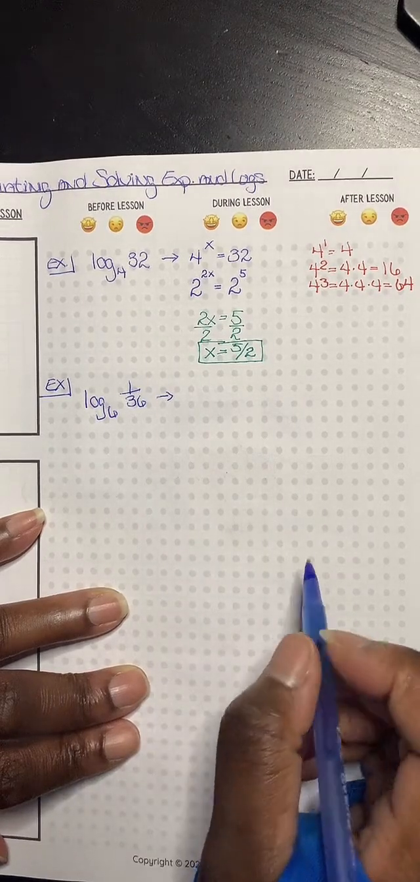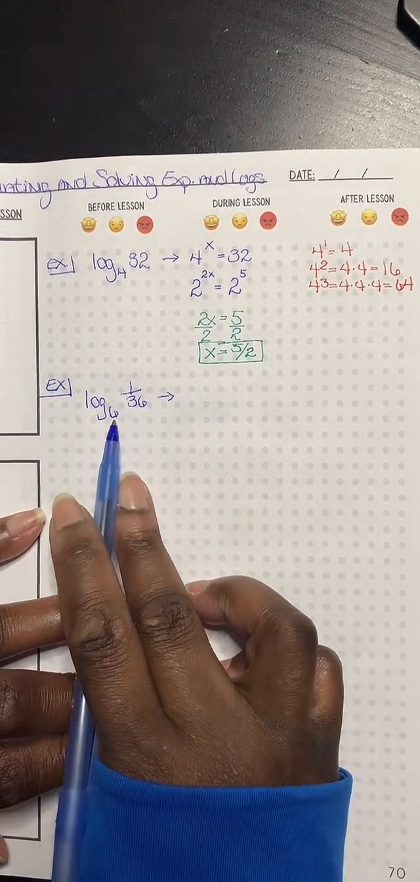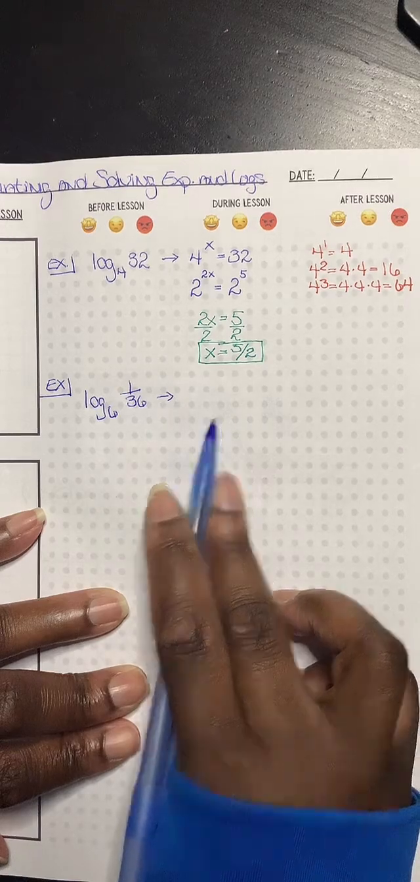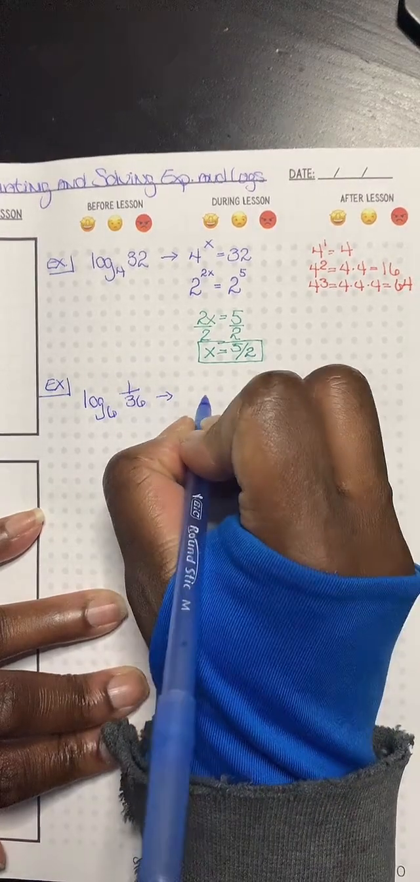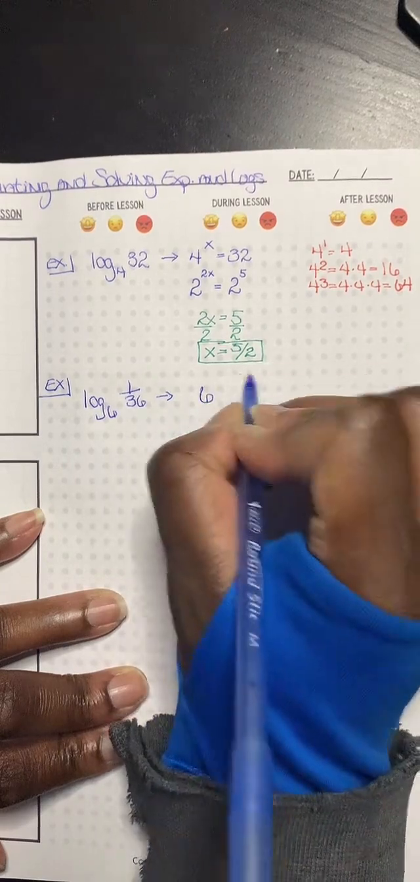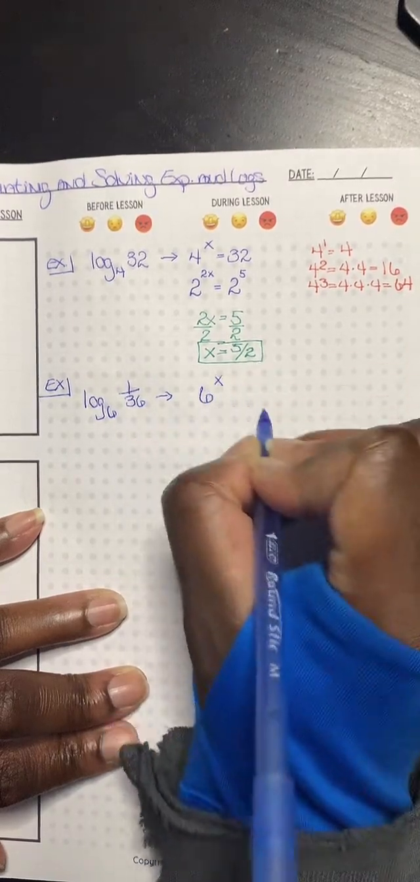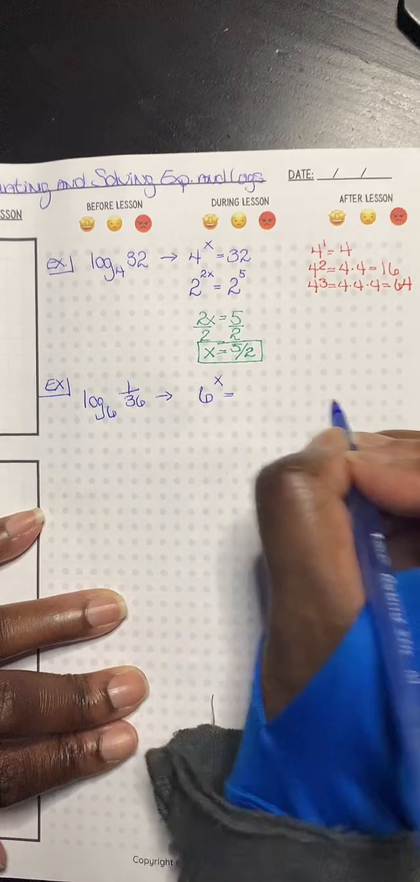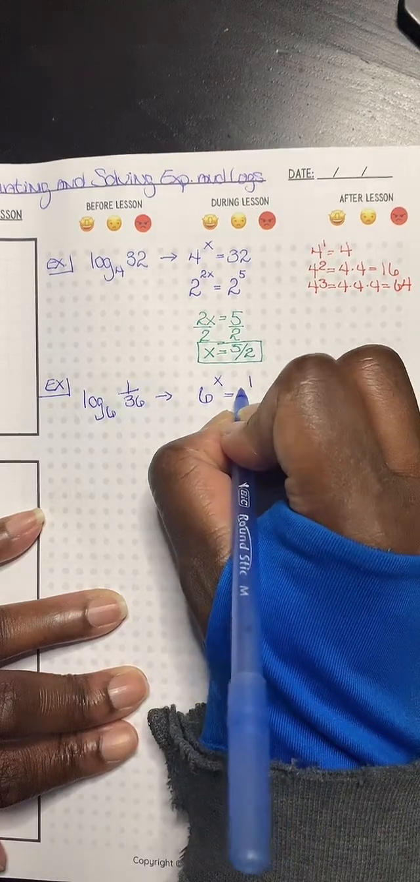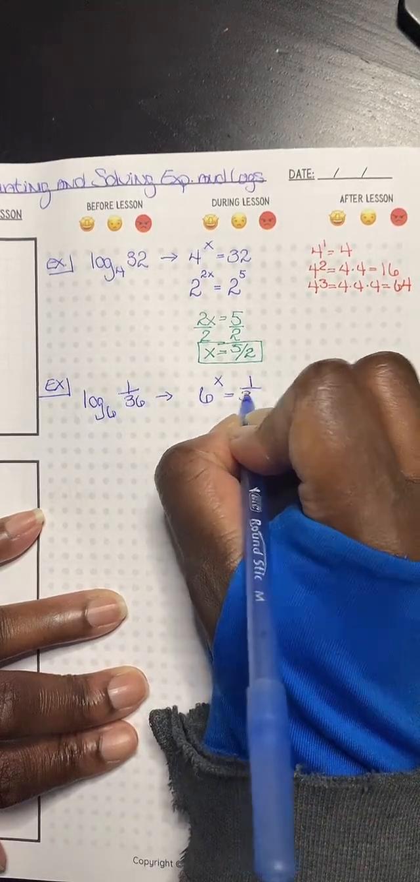All right. So now, if we go from a log to an exponential, we have a base of 6. We're looking for what the exponent is, and it's going to equal our result, which is 1 over 36.